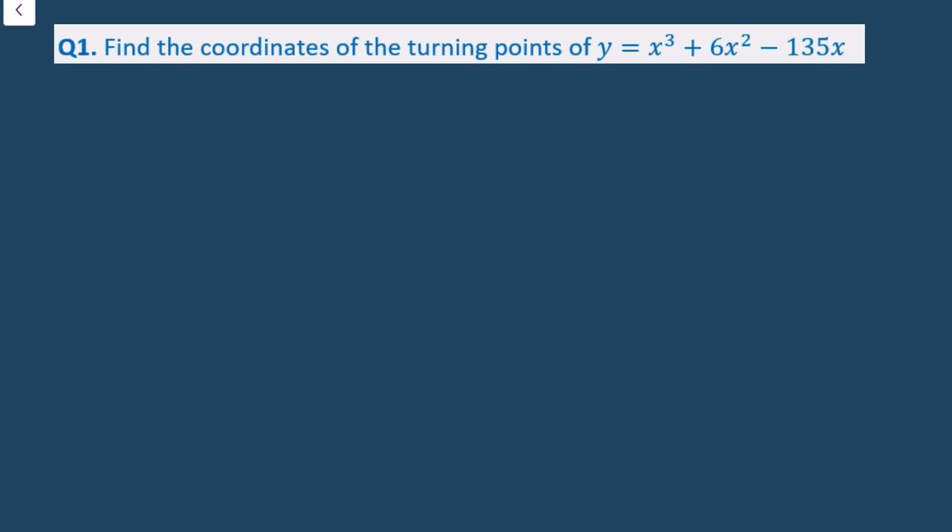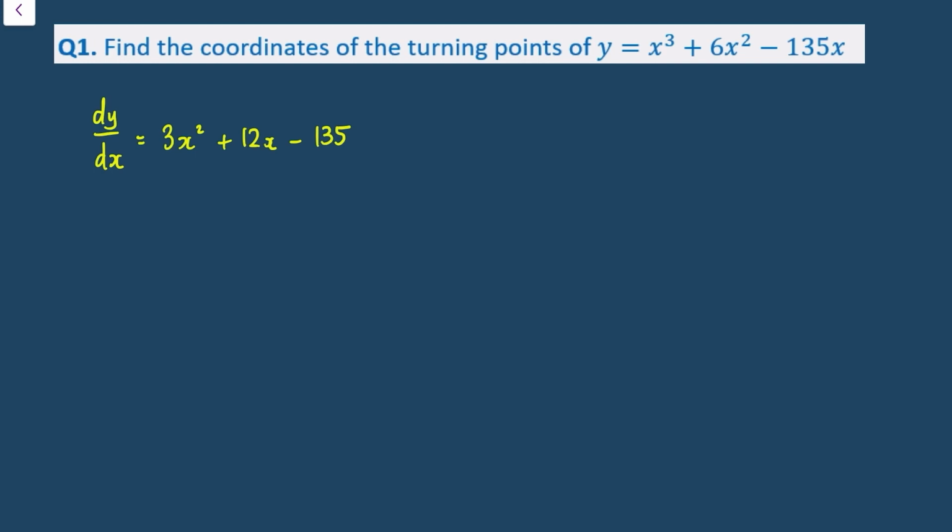Find the coordinates of the turning point of y equals x cubed plus 6x squared minus 135x. So first of all, I'm just going to find my gradient function. So I'm going to differentiate, and I will get 3x squared plus 12x minus 135. Now, before I continue, I must add that you should feel free to pause the video and have a go at this yourself, and then play it again and see if your answer matches up with what I have done.